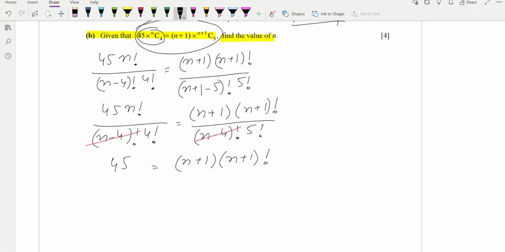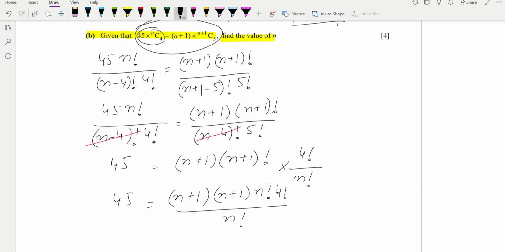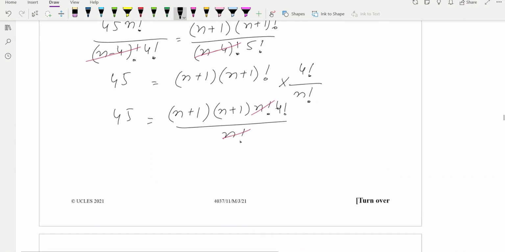over 4 factorial. We can shift to this side, so it will be 4 factorial over n factorial, reciprocal on this side. Now we can rewrite it as 45, and this will be (n plus 1) into (n plus 1) factorial. We can write (n plus 1) into n factorial, multiplied by 4 factorial over n factorial, and now we can cancel n factorial with n factorial, and the remaining part will be what?